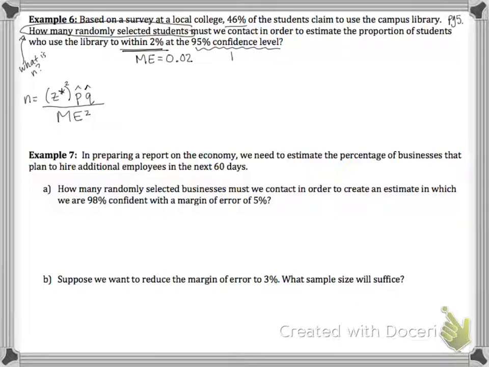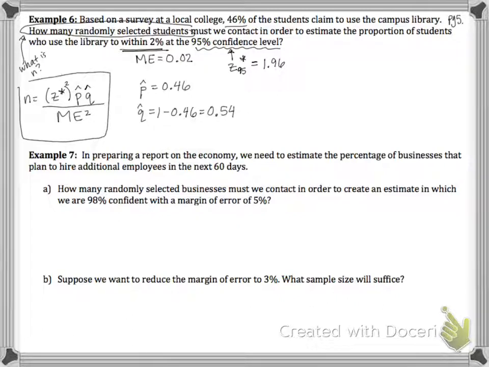And this 95% confidence level is telling me go look at my chart and figure out what the z-star value at 95% is. And our chart from the notes says 1.96. So we actually have everything we need if we want to convert P and Q into decimals here. In the original problem, it says that 46% of the sample said they'd use the library, which means that the proportion who don't would be 1 minus 0.46 or 0.54. And then I'm going to go ahead and use this equation.